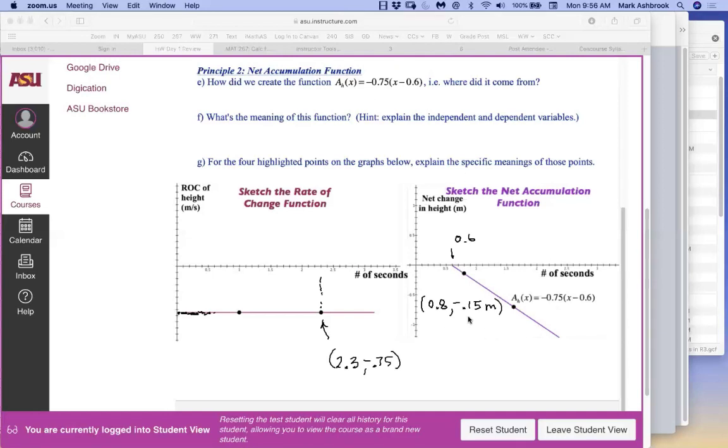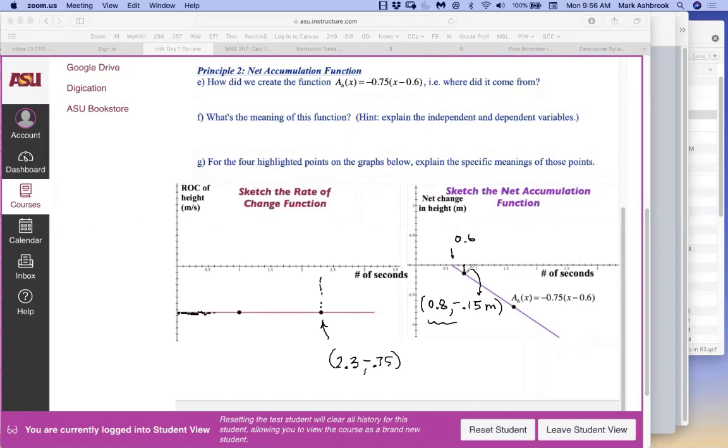Okay, very good. So what does this point on the graph mean? It means that at 0.8 seconds after we started lowering the flag, the change in height is negative 0.15 meters since 0.6 seconds. Okay, so that's how much change in height we got. The vertical line right there represents that negative 0.15. It's how much the height has gone down since 0.6 seconds after we started lowering the flag.